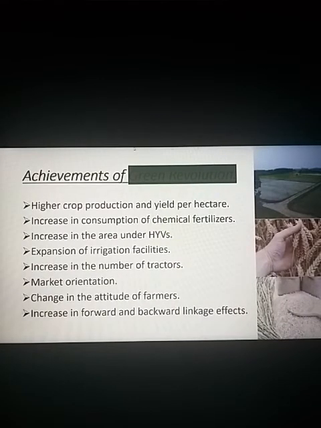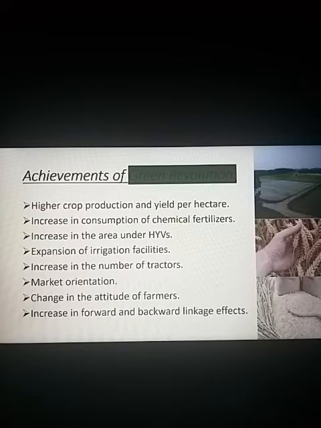Then, achievements of Green Revolution. I repeat, achievements of Green Revolution. Observe all these pictures carefully. The very first picture denotes sufficient irrigation facilities for the crops. Second, you observe the wheat crop. In fact, these are nothing but HYV wheat crops. And these kinds of HYVs require sufficient irrigation, followed by fertilizers.